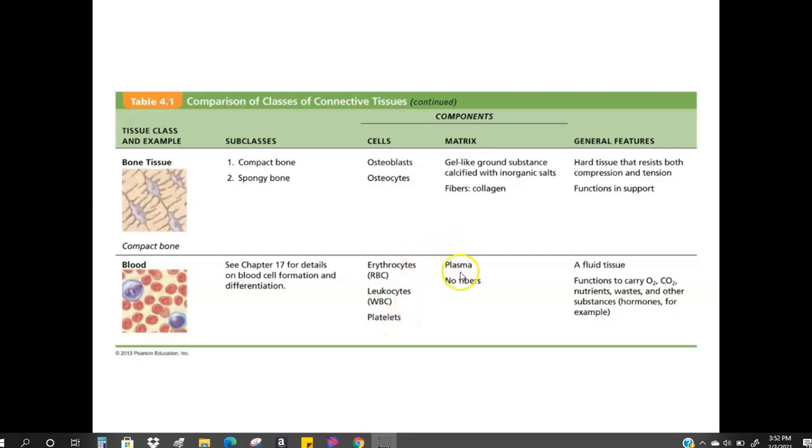The extracellular matrix is referred to as the plasma, and there are no protein fibers in the extracellular matrix. So it is a fluid tissue, and the functions vary depending on what cell you're talking about. Functions involve transportation of oxygen and carbon dioxide and other nutrients and wastes in the plasma, and other substances in the plasma as well. There's also a protective function. We'll talk about that when we talk about the individual cells on the next slide.